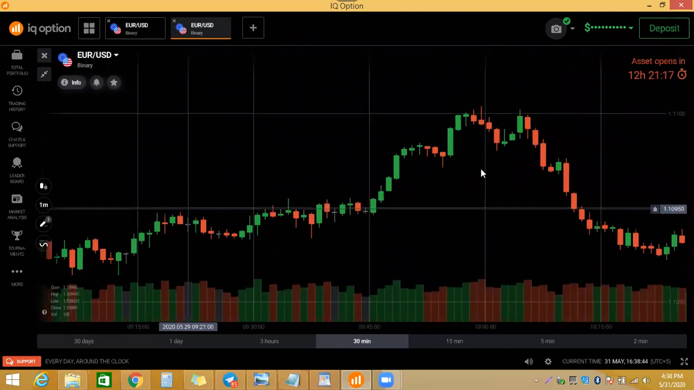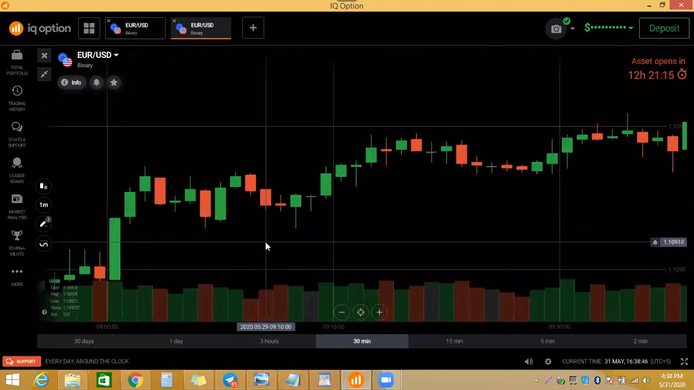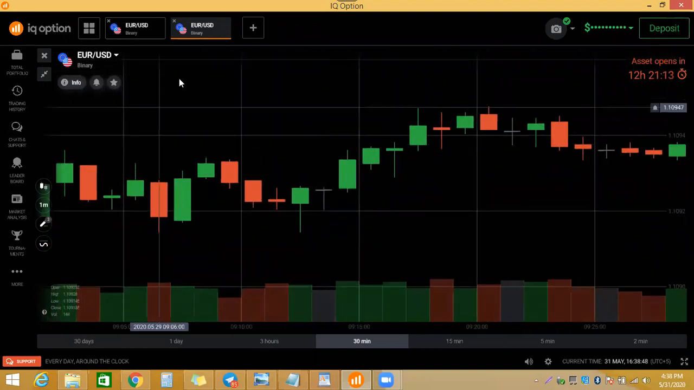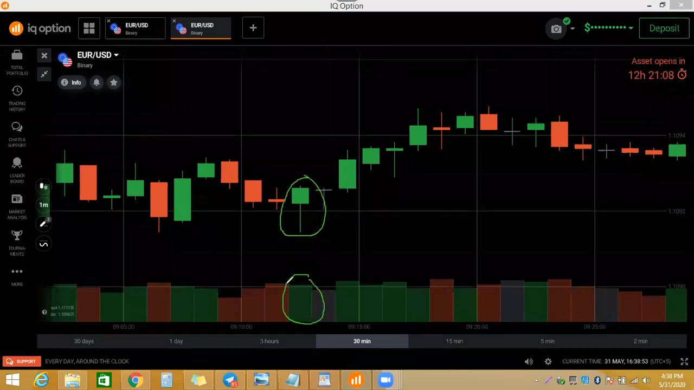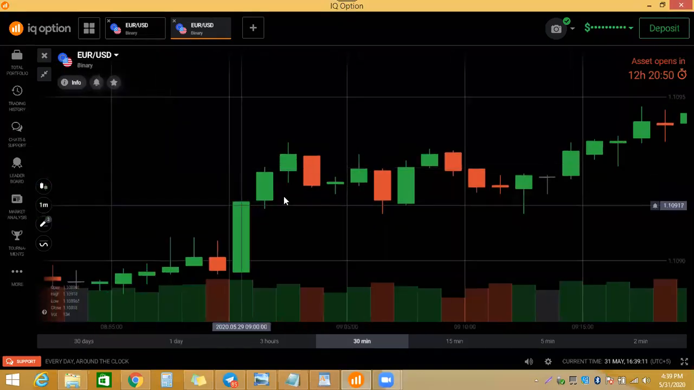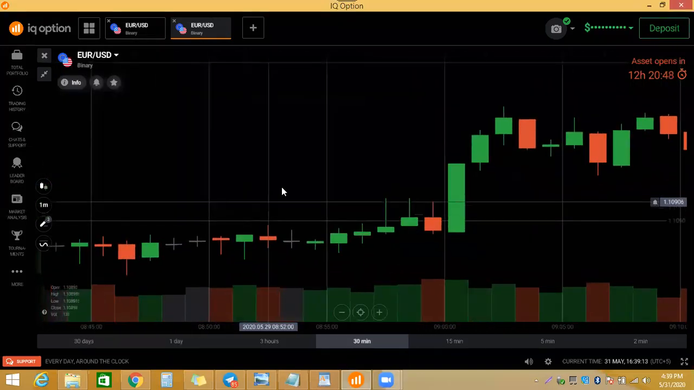Just I found the hammer. In this case, if you find the hammer and the volume is not increasing from the previous bar, don't trade. It will not go up. You find the doji. After the doji, you will find the green candle, volume increasing. So that is a sign of continuation. After that, look, the market is going in the up direction. Just follow these rules. In the start, you will get so many good results.